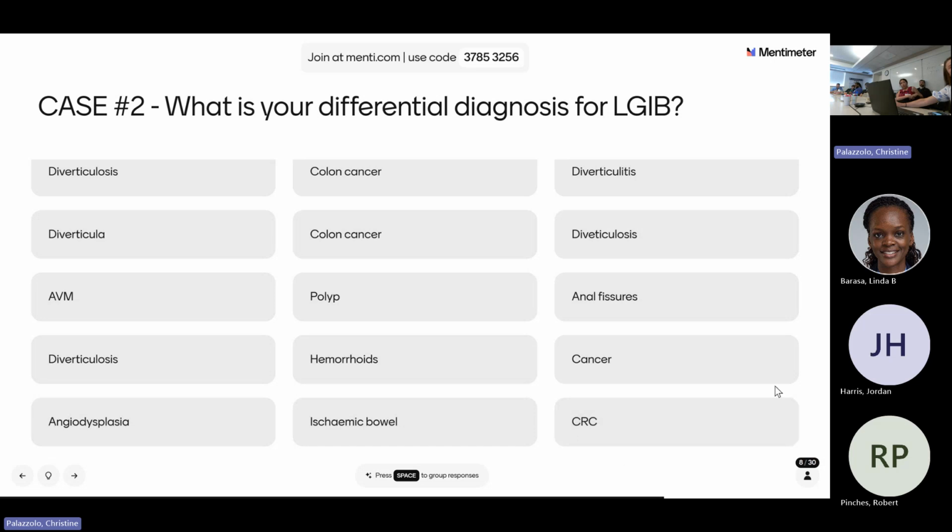Colon cancer, good. AVMs, anal fissures, hemorrhoids. Okay, yes, angiodysplasias as well. That can happen anywhere from the mouth to the rectum. Ischemic bowel, that's a really, really good one. That sometimes is not the first thing people think of, but a really important thing.